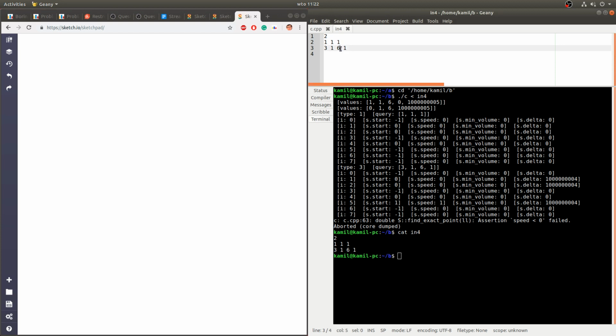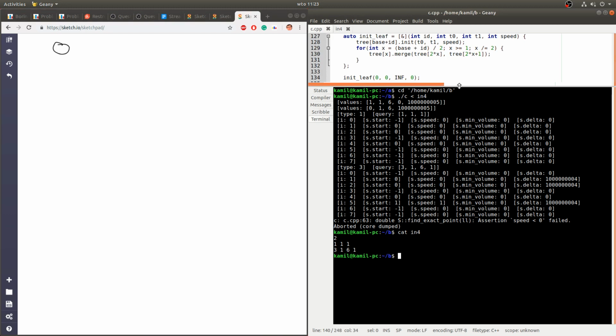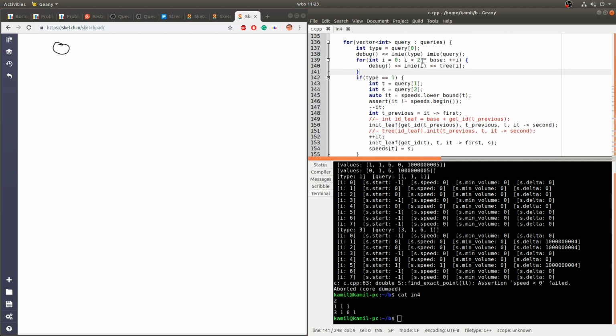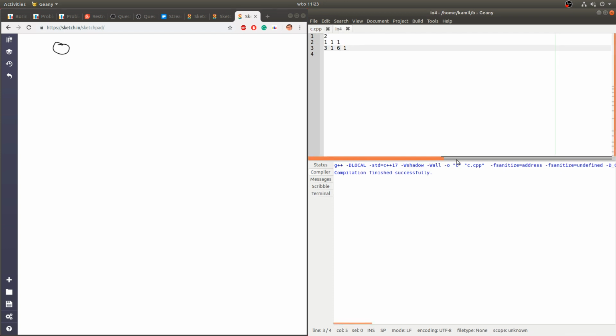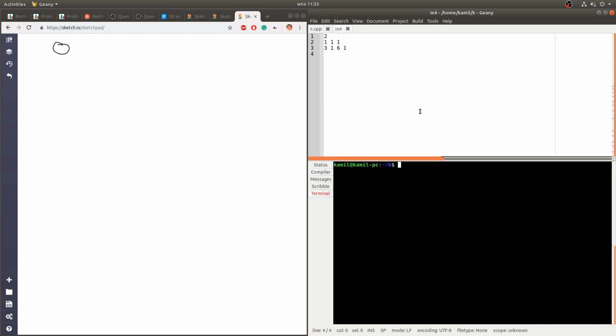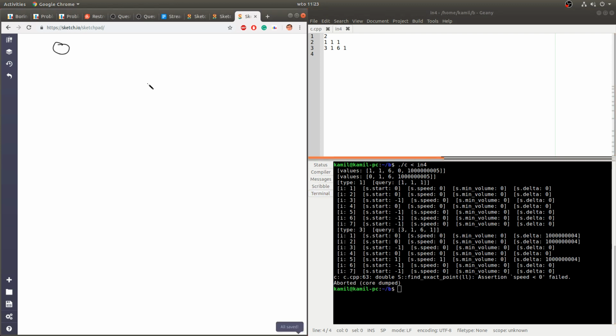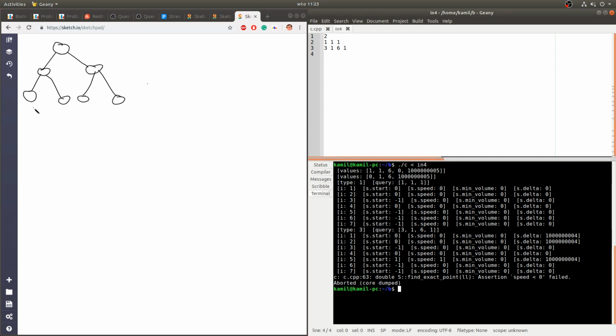What happens here? From 1 to 6. Let's analyze our tree. Tree has 4 leaves. We have vertex 1. I don't need to print vertex 0. From 1 is enough. Values are 0, 1, 6 and infinity.